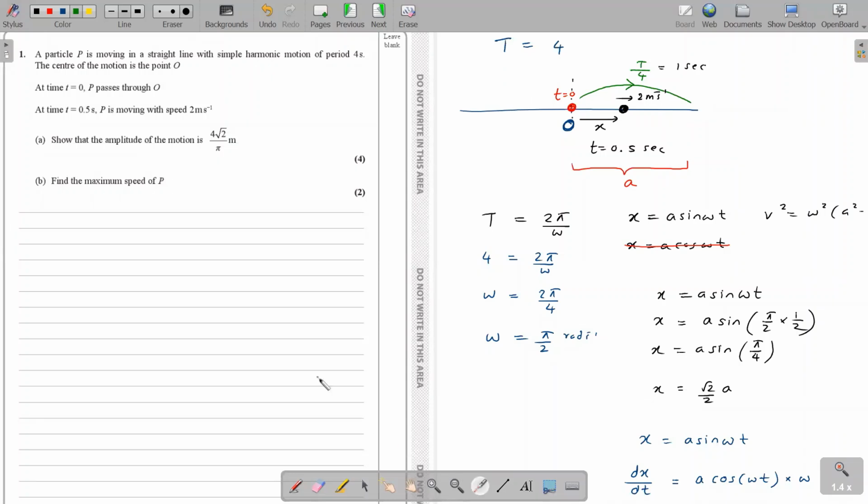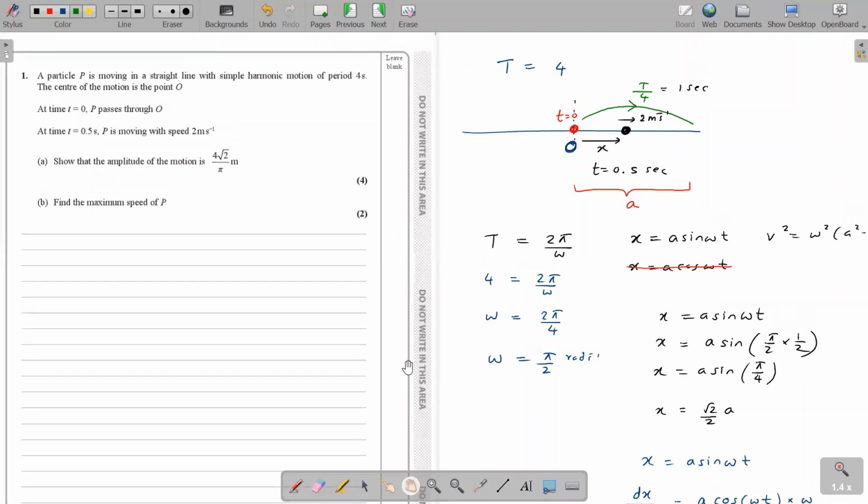Moving on to part B, they ask you to find the maximum speed of P. Okay, how do you get the maximum speed of P? You do realize the maximum speed occurs at the center, right? So it occurs at the center. You can apply v squared equals omega squared (a squared minus x squared). At the center, x is 0. So when we are at the maximum velocity, the x value will be 0.